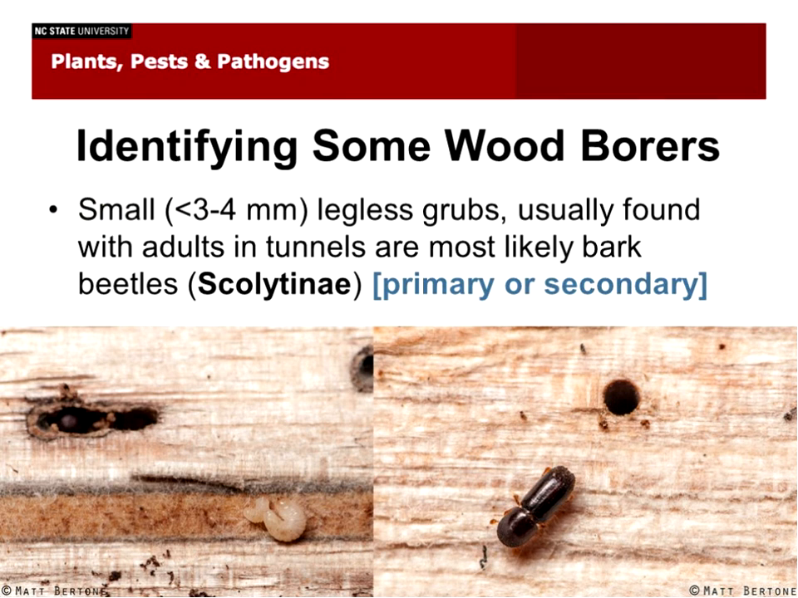So if you have small legless grubs, less than 3 or 4 millimeters, usually found with adults in the tunnels, these are most likely bark beetles or ambrosia beetles. Many of them are in the gray area where the plants look a little healthy, but they start to invade.